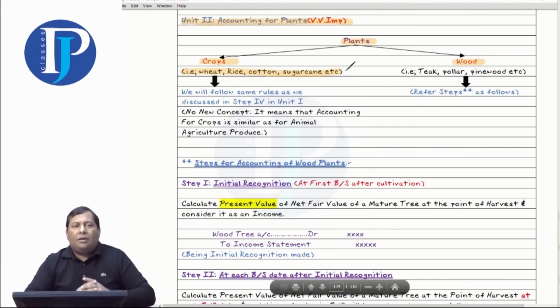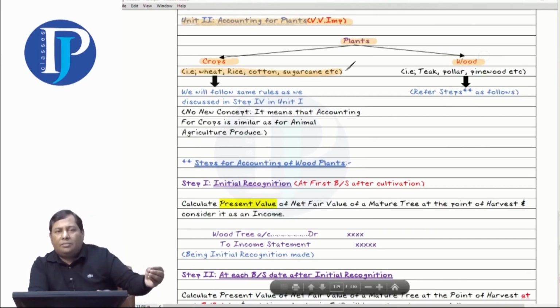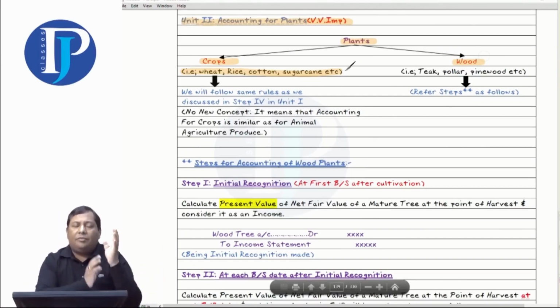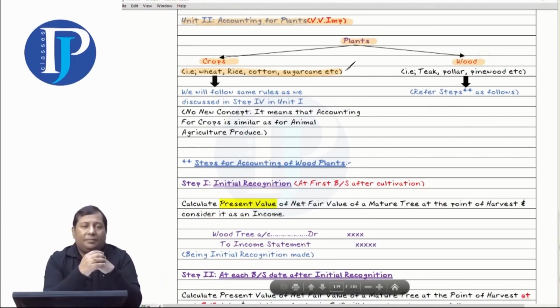So in crops, we sow paddy. We will wait for the time of its harvest. Why? Because we have to see the point of harvest. The crops are ready in 3 to 4 months, or we'll see when harvesting time comes. So when the crops are being harvested, that's their harvesting point. You have to check at that point how much is the fair value less cost to sell. Pass the entry on that as crops account debit to P&L.